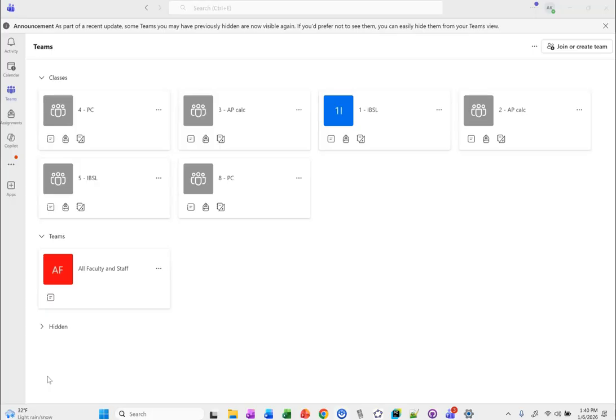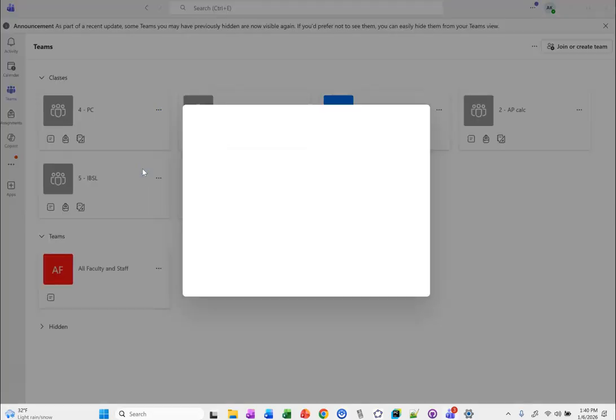So when you fire up your Microsoft Teams, you should end up on a page like this with some tiles on it, right? Everybody should have a tile that says 4-PC. The PC stands for pre-calculus. Oh, I'm sorry, not 8. We're in 4th. 4-PC. It was a day ahead. Should be no code needed.